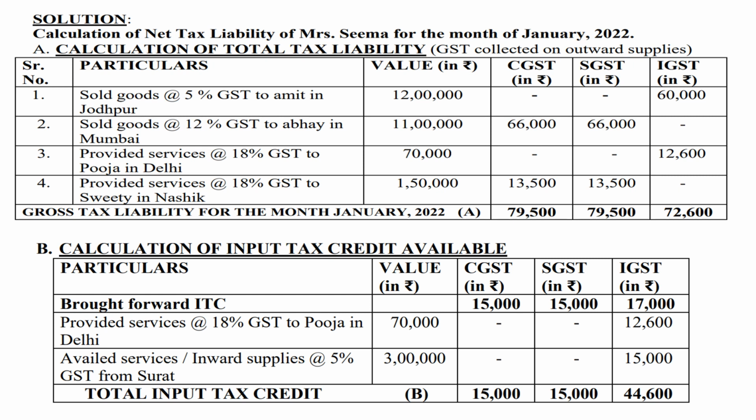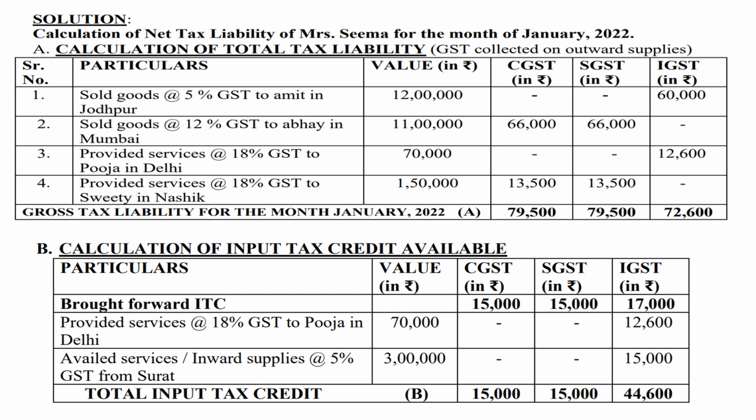Next, we have provided service at the rate of 18% GST to Pooja in Delhi. The value is 70,000. Pooja is from the Delhi state and Mrs. Seema is from Maharashtra. So this is an inter-state transaction, and the entire GST will go to IGST, the integrated GST. So 70,000 into 18%, the amount will be 12,600 in IGST.